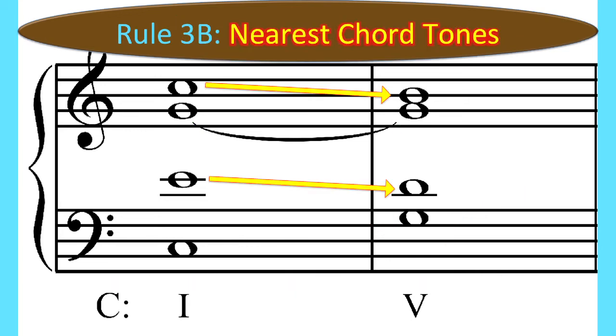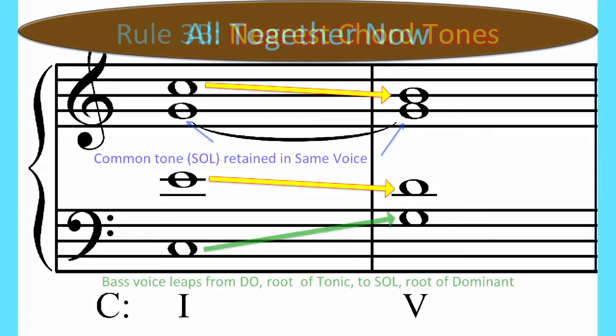The remaining voices, in this case soprano and tenor, move stepwise to the nearest notes of the next chord, up or down the scale. Then, not difficult. The 4 voices together sound something like this. Smooth. It is almost as easy as do, re, mi.